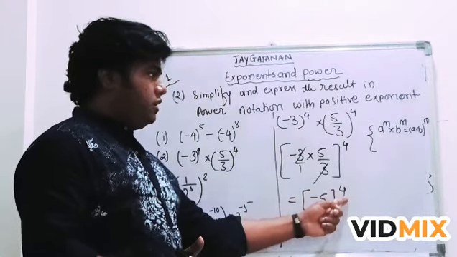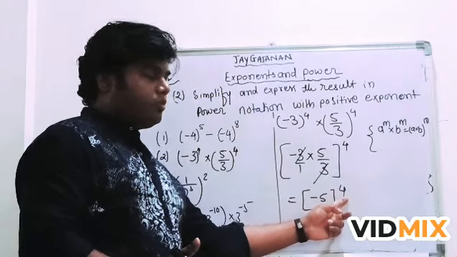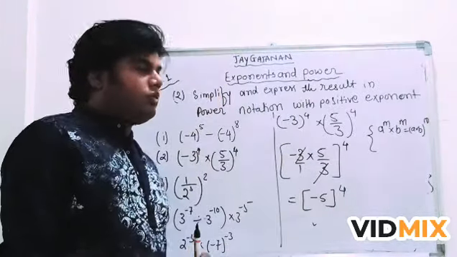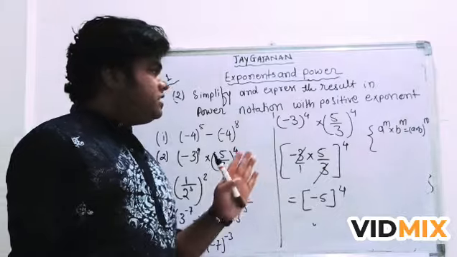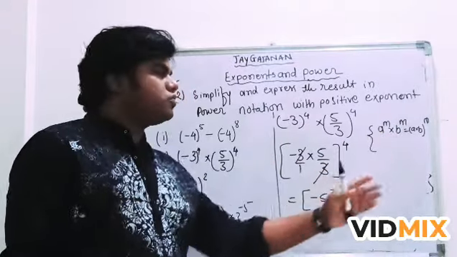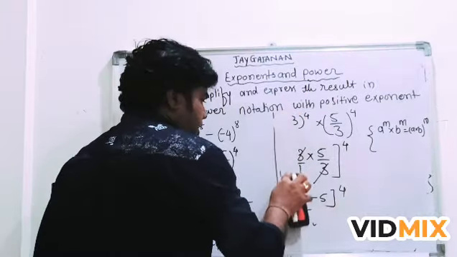This is a power notation, and the exponent is positive. So therefore we have completed the answer. See that and note it down in the copy. And please see how I am using the identity.